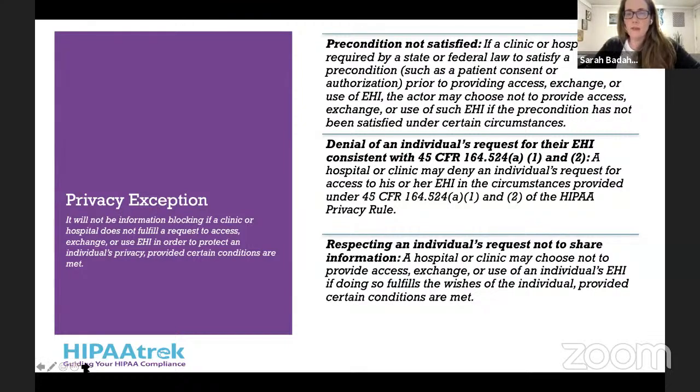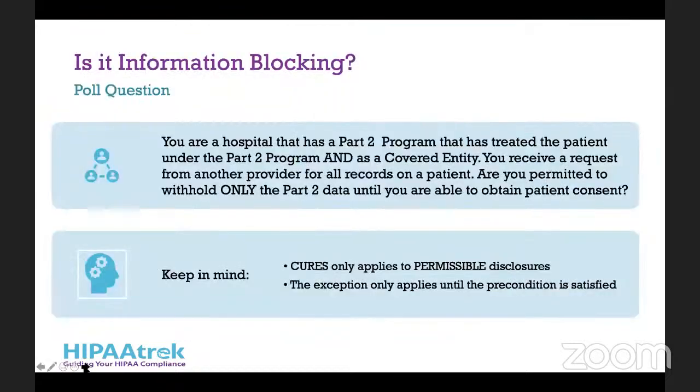Does that make sense? Okay. Yep. And that's actually where you could release the information out, and we can go through that. So if there's HIV information in the record, you can withhold the HIV information only until you get that precondition satisfied, right? So, and then, yeah. Awesome. Thank you, Sarah. We'll talk about that a little bit.